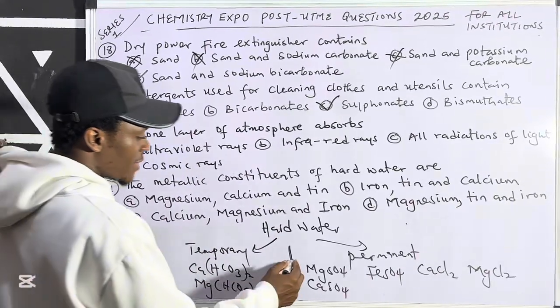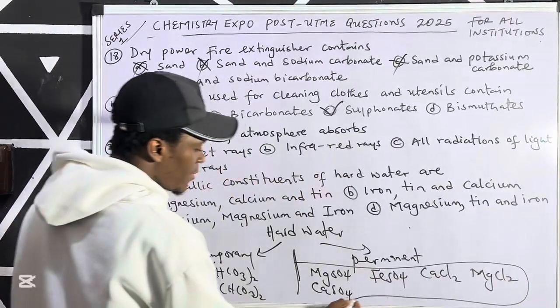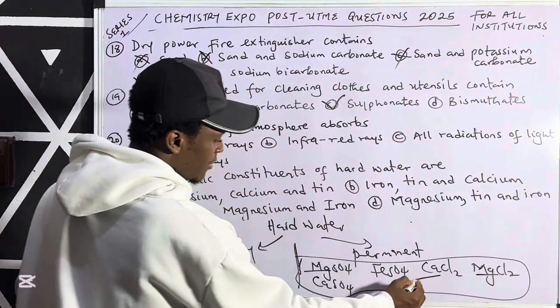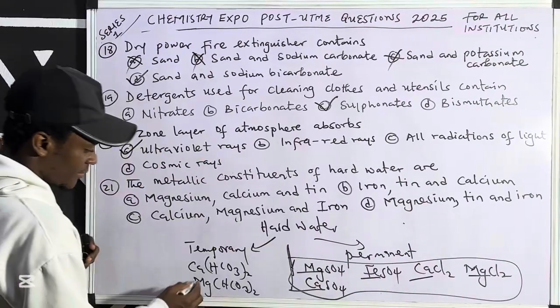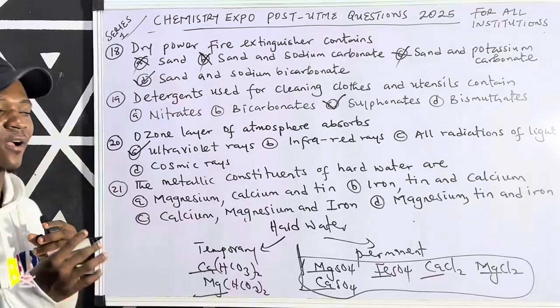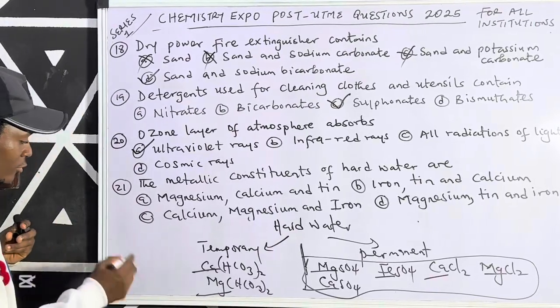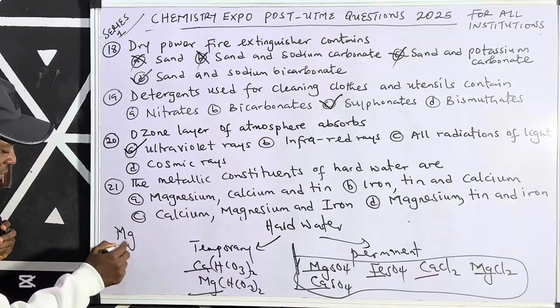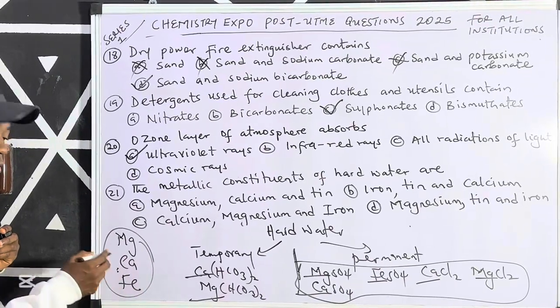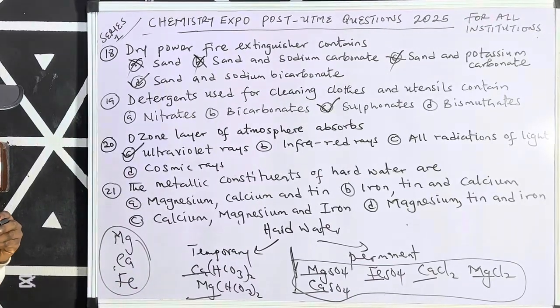Now, if you check all of these, the ions that you can single out here include magnesium, calcium, and iron. So if you are bringing all the metallic ions that can cause hardness, they include magnesium, calcium, and iron. So these are the three ions that can cause hardness. So let's check the options.